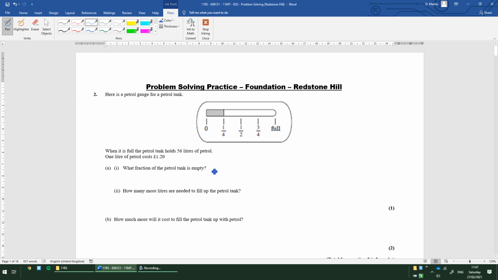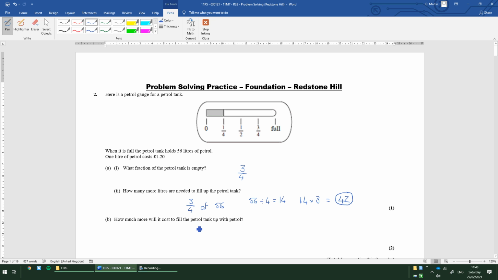So here we've got a petrol tank. It asks what fraction of the petrol tank is empty. Well, 1/4 is filled, so that means 3/4 must be empty. Well, how many more litres are needed to fill up the petrol tank? Well, it holds 56, so we need to work out 3/4 of 56. So we'll do 56 divided by 4. 56 divided by 4 is 14. And then we do 14 times 3. So that means we need 42 more litres. So if we're going to fill up this tank, we need to buy 42 litres of petrol.